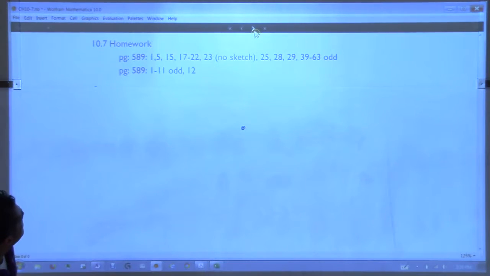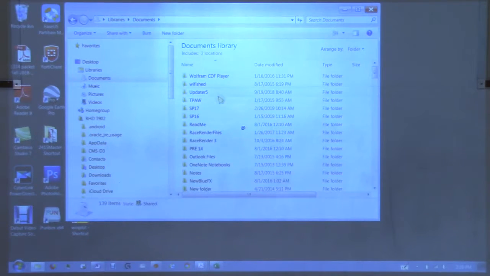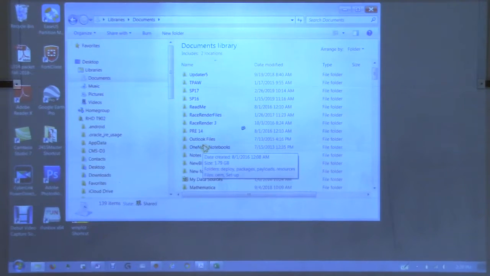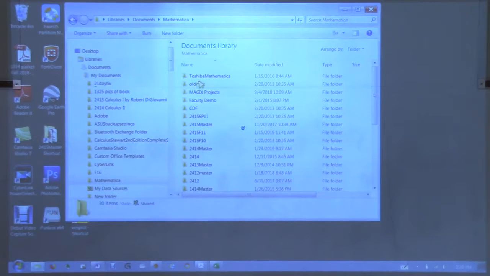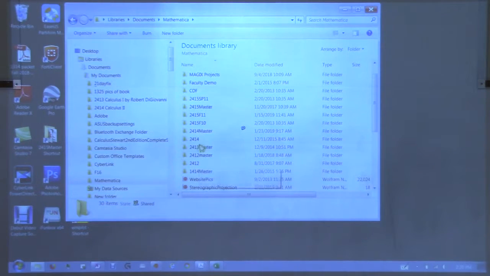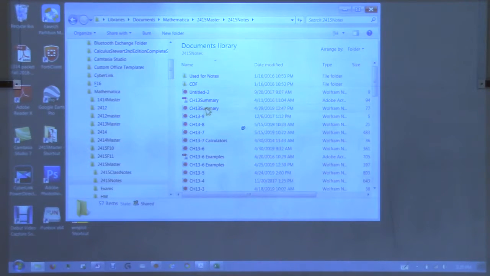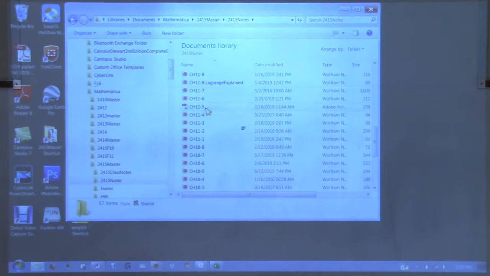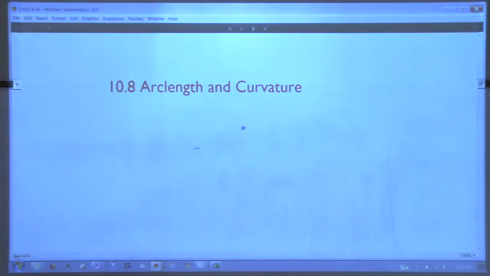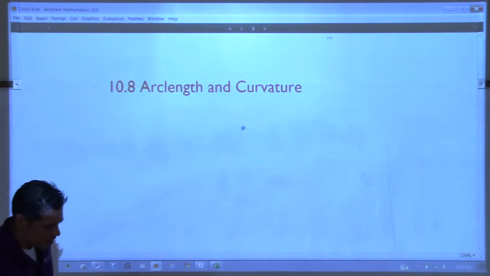All right, that finishes up 10.7. So that's the homework assignment for it. And we are jumping now, I believe we're ready to jump into the next chapter. Everything's out of order now. Oh wait, 10.8. Oh yeah, no, we're not ready for the next chapter.